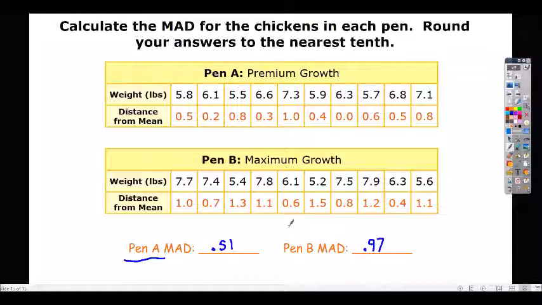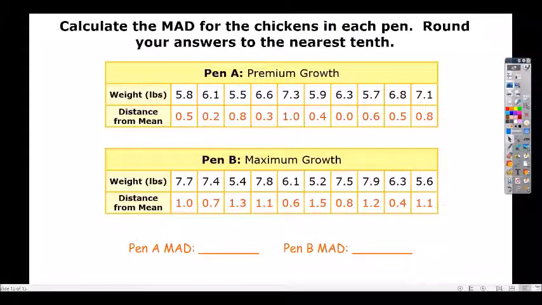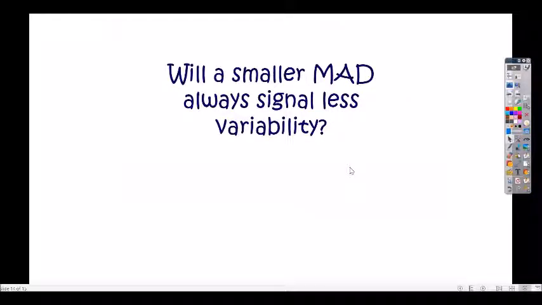What that means by less variability is that the majority of his chickens were close together at 0.51. The higher the mean absolute deviation, the less accurate it's going to be. So again, in this case, if we're comparing the two together, we're looking for the lowest mean absolute deviation if we're looking for the least amount of change. So to conclude, will a smaller mean absolute deviation always signal less variability? Yes. The smaller the mean absolute deviation is, the more accurate the data set is, and the closer each data point is to one another.